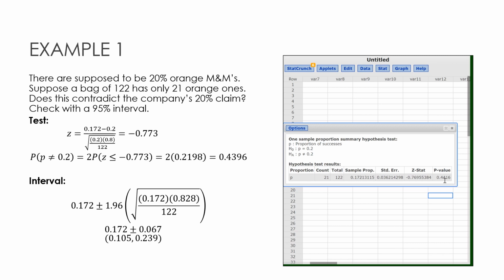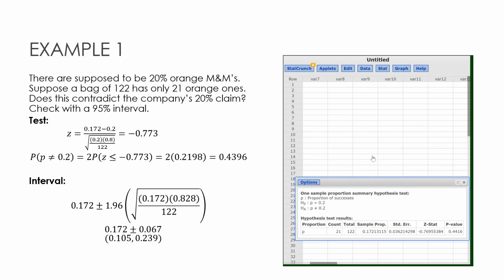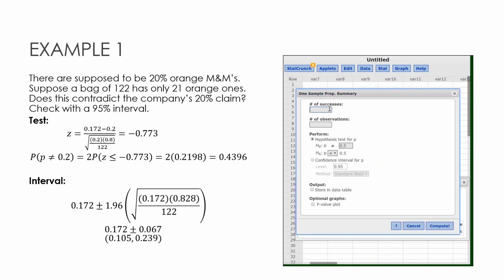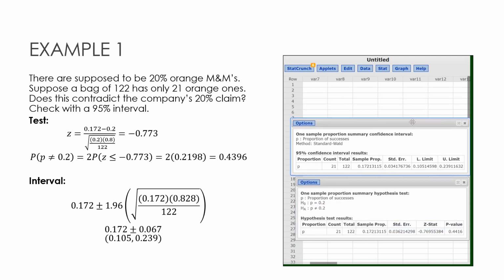which is really close to the 0.4396, very close, so that's okay. They're usually not going to match exactly. And then I'm also going to just repeat that proportion stats 1 sample with summary with 21 out of 122 with a confidence interval of 95%, so make sure it matches what I want. Compute, and then again I've got the 0.105, 0.239, so everything matches what I did by hand.